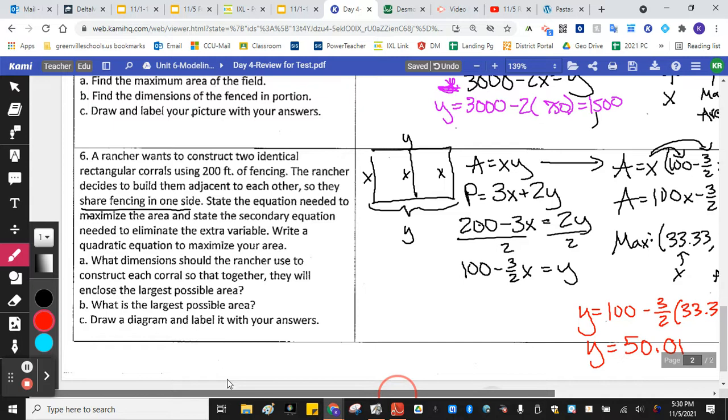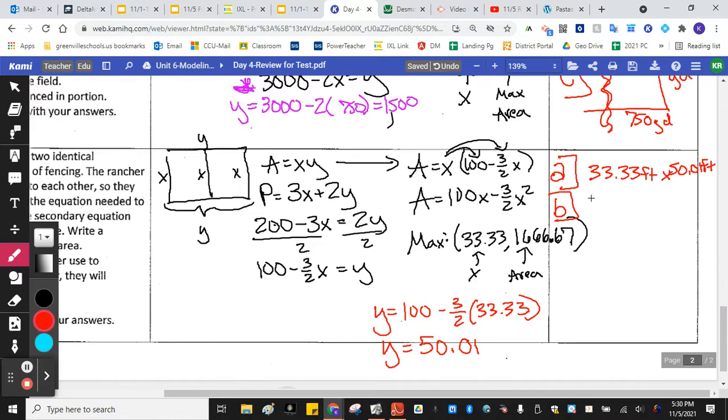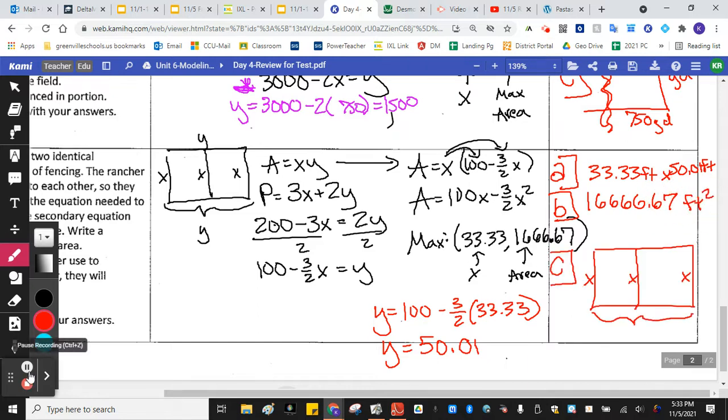What is the largest possible area? This one. All right, so I'm labeling it. Y was 50.01 feet. And X was 33.33 feet. There we go. I just really need to see which one's Y and which one's X.